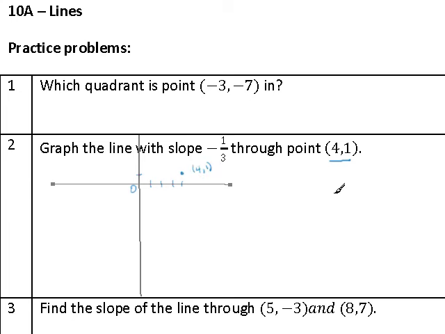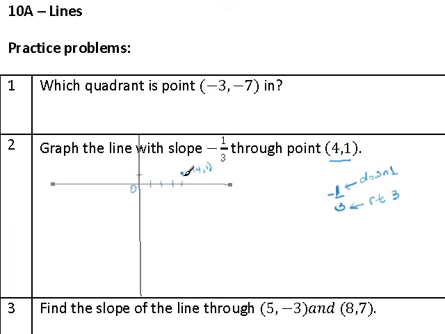Now a slope -1/3. That means we're going to start at 4, 1, and we're going to get to another point by going down 1 and right 3. Remember, the numerator is the up-down direction and the denominator is right-left. Negative would be down, positive up. And here negative would be left, positive right.